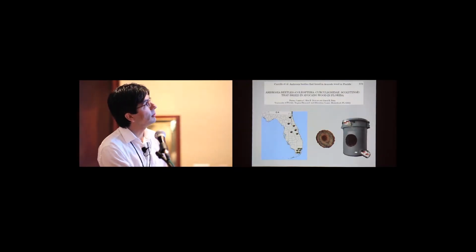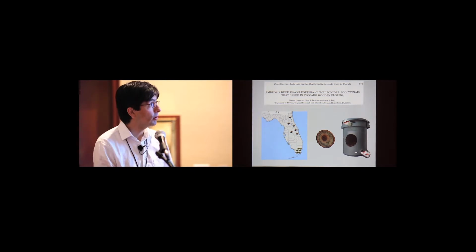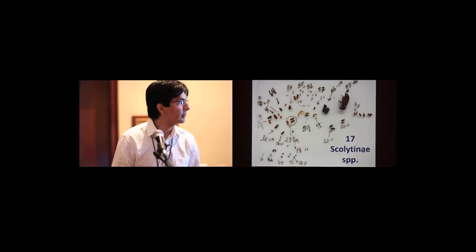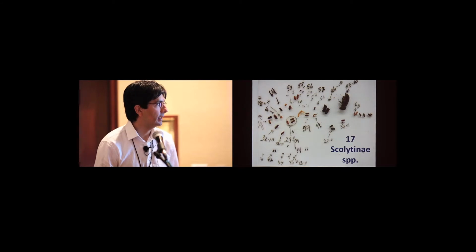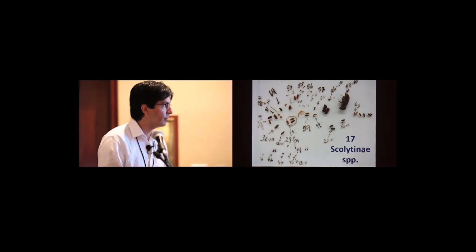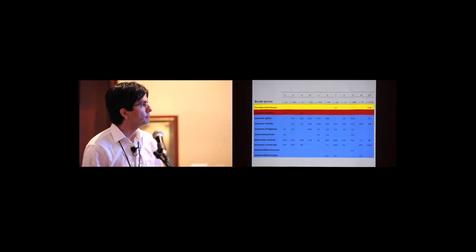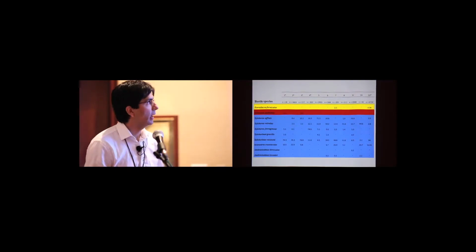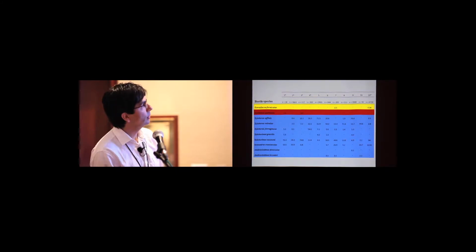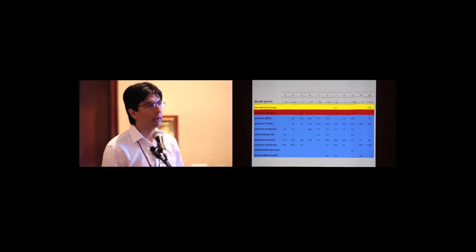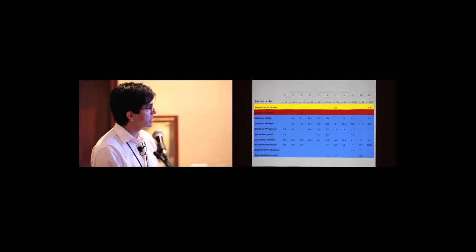The detailed information about this is going to appear in a paper that is coming out in September in the Florida Entomologist, so you could find some detailed information there if you are interested. But in few words, we have identified 17 species, so you see the situation is completely different to what we observed yesterday. There is a great diversity of beetles associated with avocado, and I'm not going to talk about all of them.